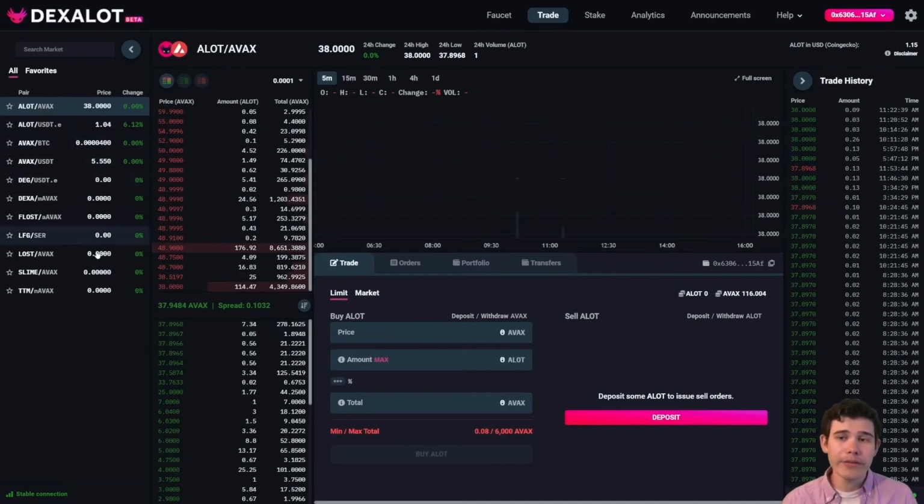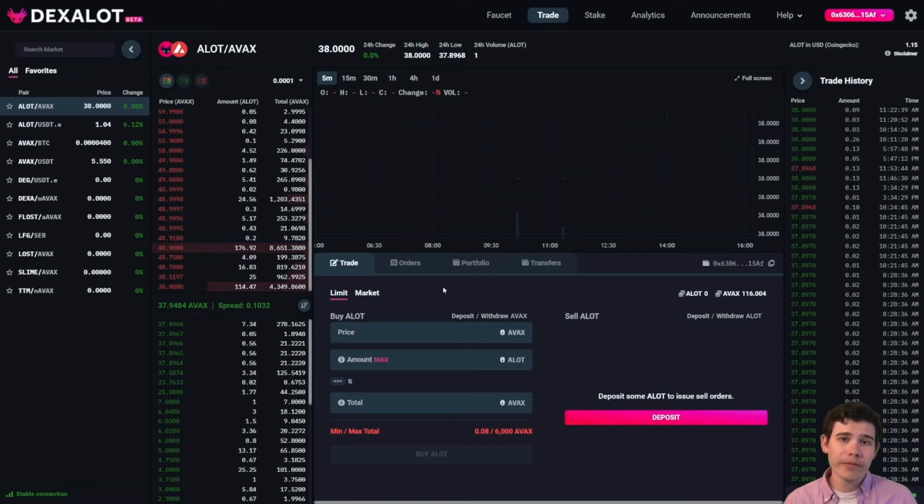To the right of that, you have the order book, where you can see all of the buy and sell orders other people have put in, as well as any orders that you have in the order book. In the center of the screen is a chart of the trade history for the selected trade pair, and to the right of that is a more detailed version of that trade history.